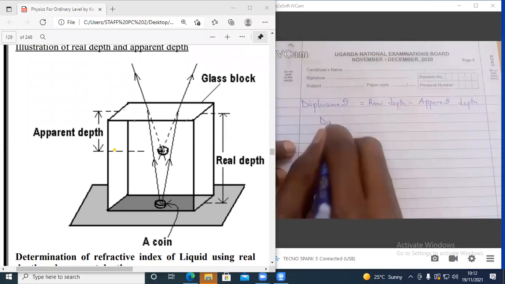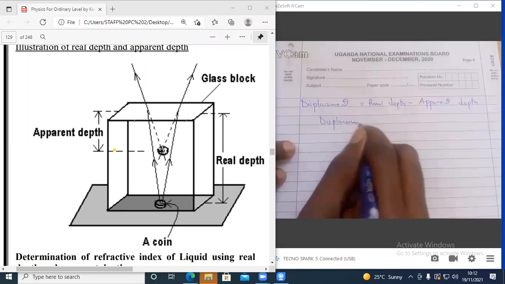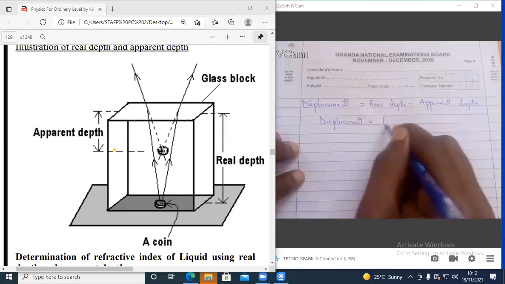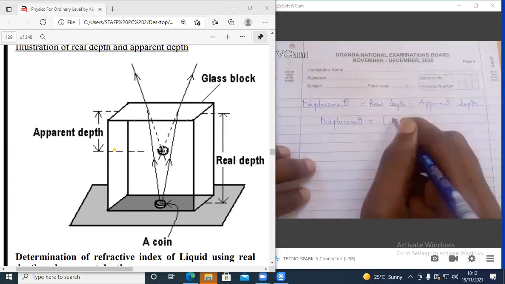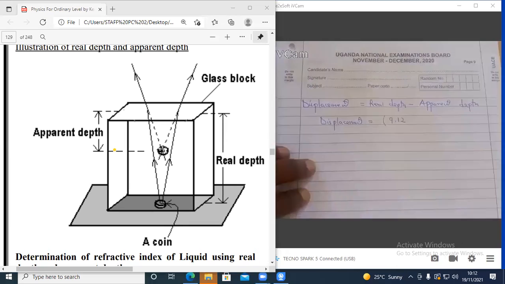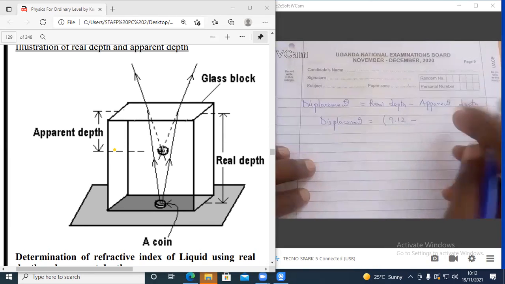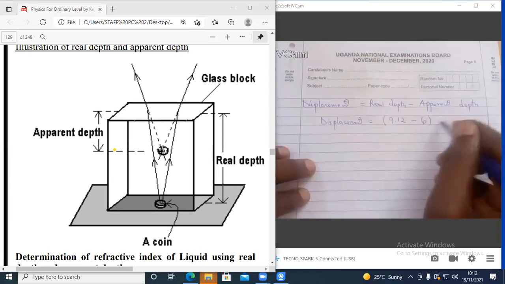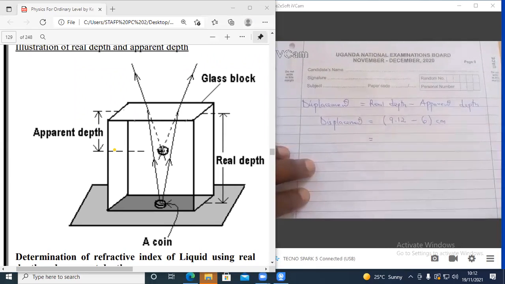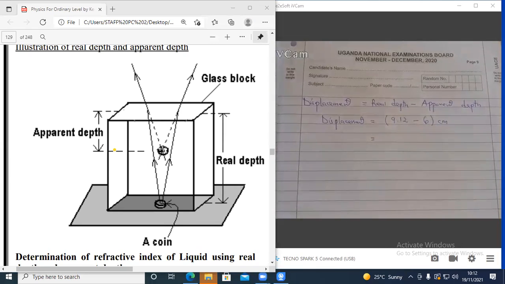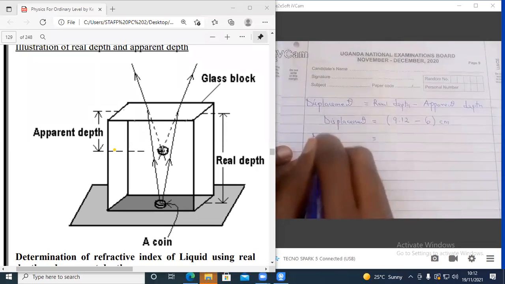Our displacement will be equals to our real depth, which we have got as 9.12, minus the apparent depth, which was 6 centimeters. So what do you get? Members, what is our displacement?